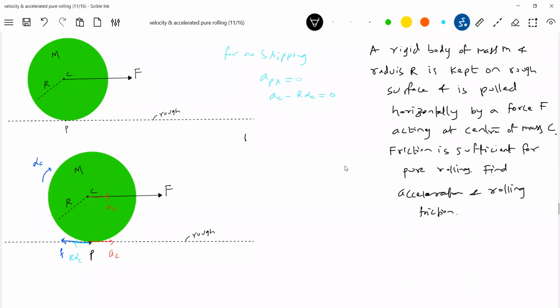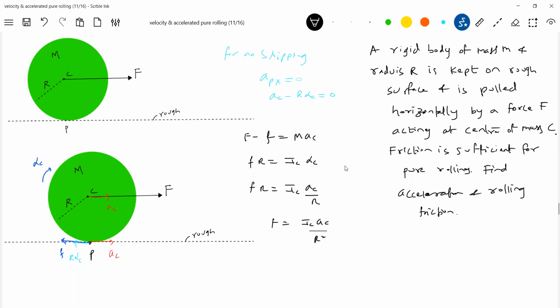The net resultant force acting on the solid sphere, capital F minus small f, is equal to m a_C. Then torque about center of mass, I_C alpha_C. So what is f equal to, what is I_C? Let me keep it as it is. For pure rolling, alpha_C is a_C by R. So f equals I_C a_C by R square.